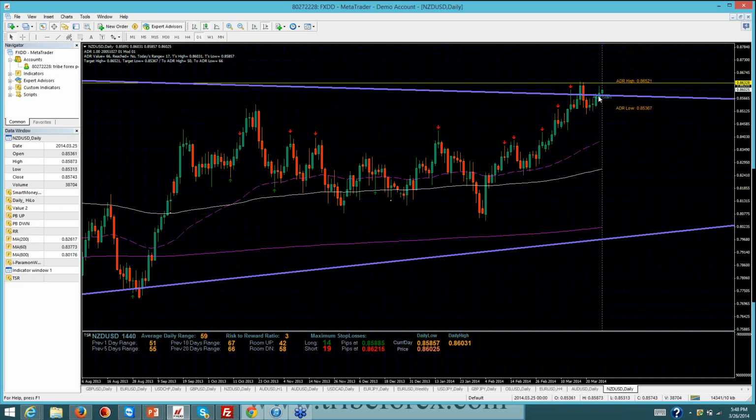1, 2, 3, 4, 5, 6, 7 bars were within each other as far as the open, high, lows, and closes. So for that reason, we're going to look for a sell here on this New Zealand dollar. We're going to stay in a sell that we're currently in.